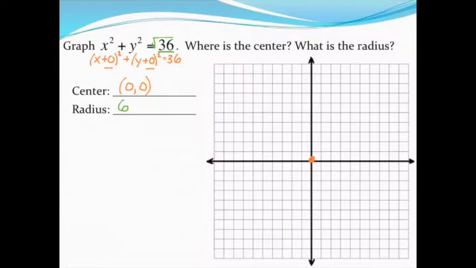So 1, 2, 3, 4, 5, 6 spaces to the right. I'm going to count 1, 2, 3, 4, 5, 6 spaces to the left, and then similarly up and down 6 spaces. So 1, 2, 3, 4, 5, 6 up there. Hopefully I'm counting correctly. And then count down 6 as well. 1, 2, 3, 4, 5, 6. I cannot count diagonally, so I have to make sure I count horizontally and vertically.